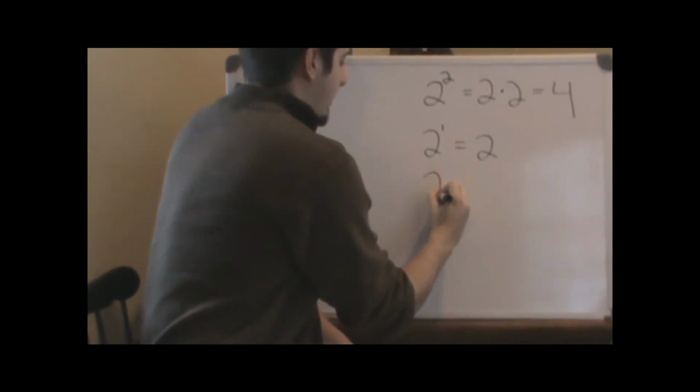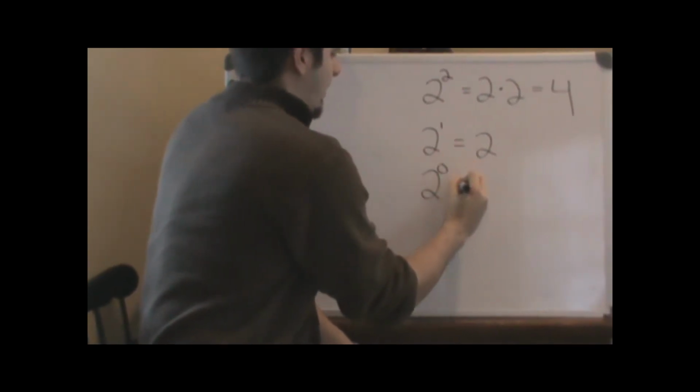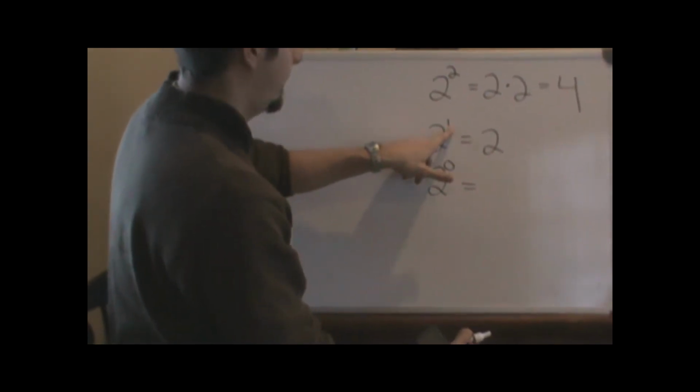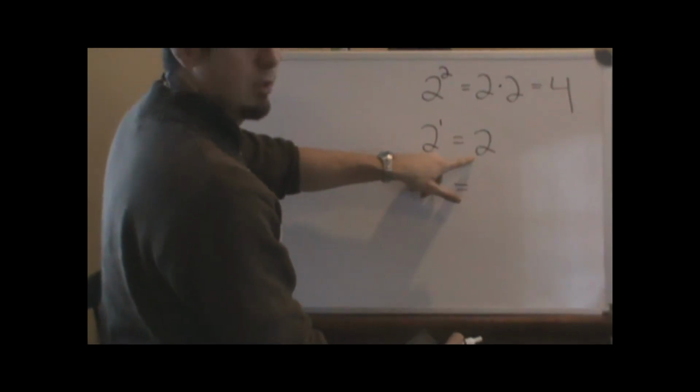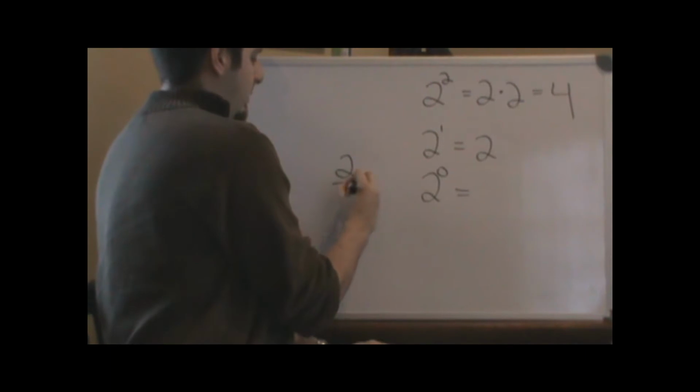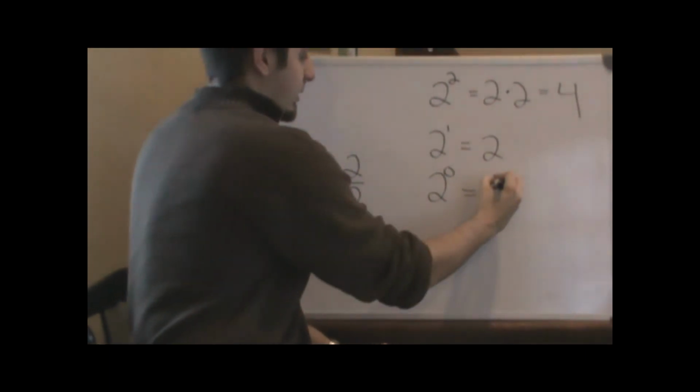The next exponent is 0. So to get the answer for 2 to the 0 power, I take the answer for 2 to the first power and divide it by 2. 2 divided by 2 equals 1.